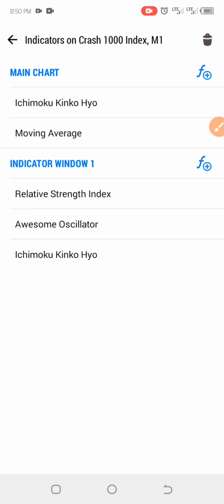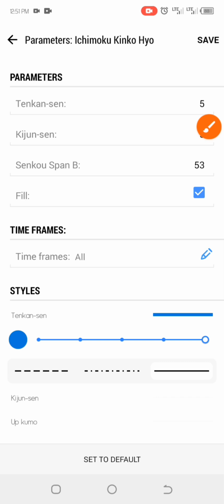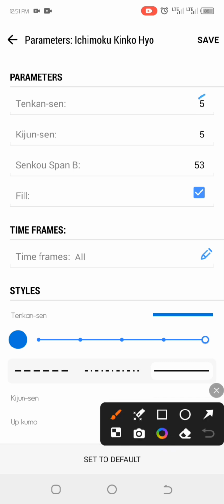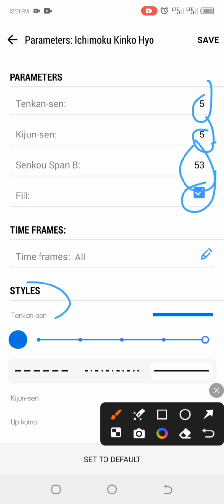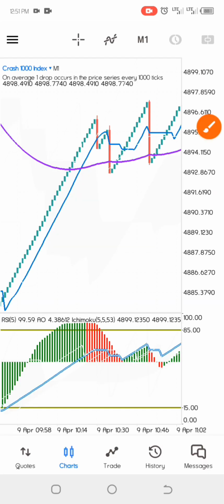Now to the next indicator, we click on the plus again. You scroll down, search for Ichimoku, and then the properties. The Kenkan is 5, the Kijun is 5, the Span B is 53 also. Now price to price field. Now for the style, make sure you use the same color as your main chart. The remaining should be a super color. Then click on save, and you're going to have everything in depth and all the settings you need for the strategy.